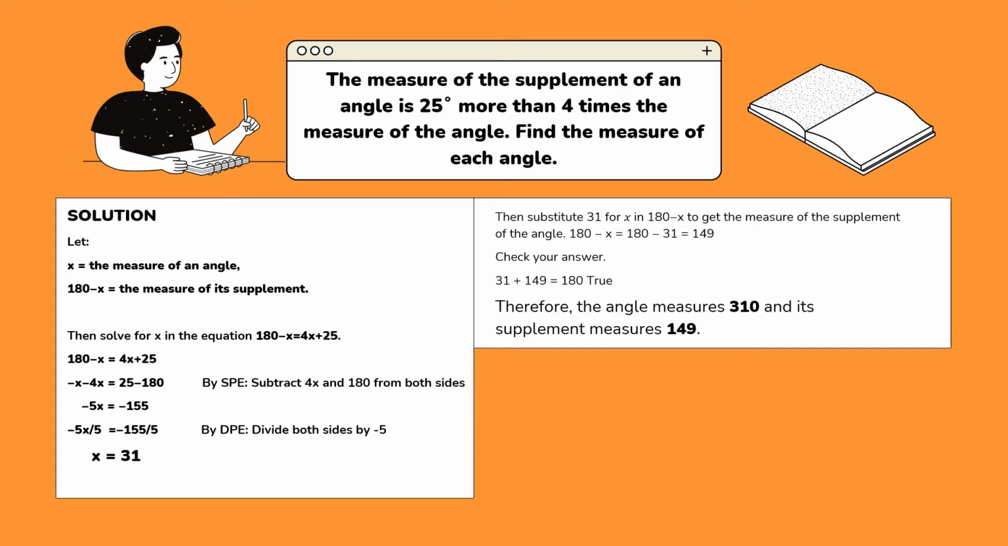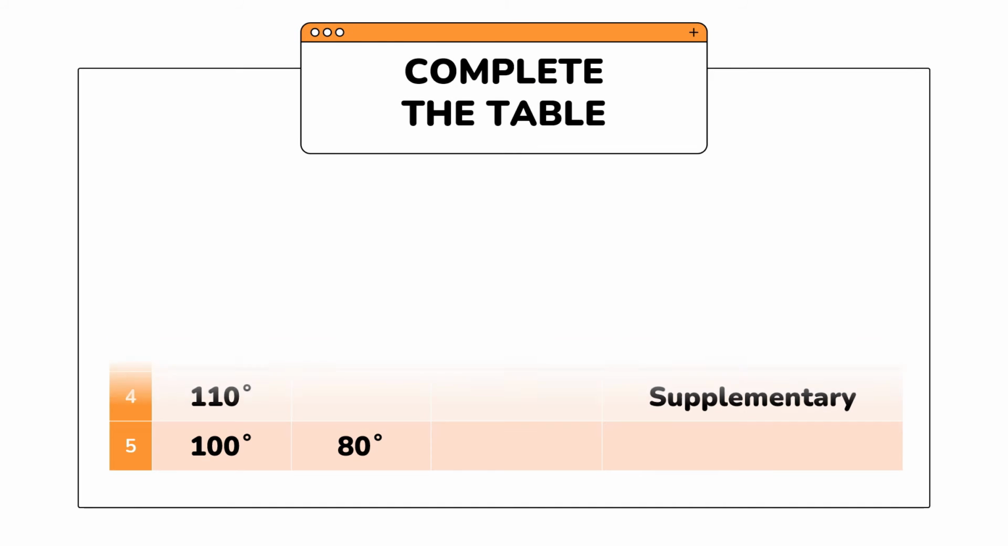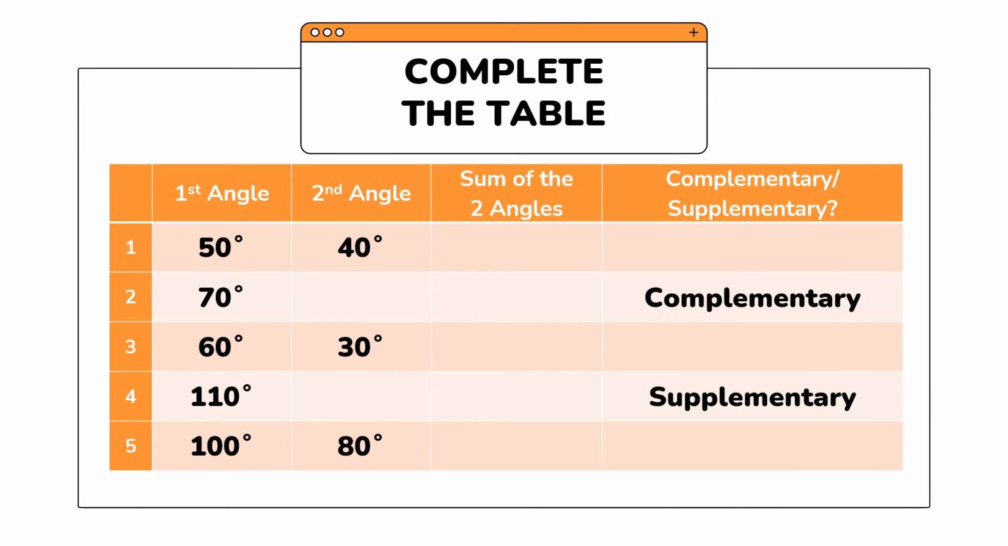Next, for our activity, we're going to complete this table. Okay, so you can see we have 4 columns. First, the measure of the first angle, the measure of the second angle, and on the third column, we're going to get the sum of the 2 angles. And on the fourth column, we're going to identify if it's complementary or supplementary.